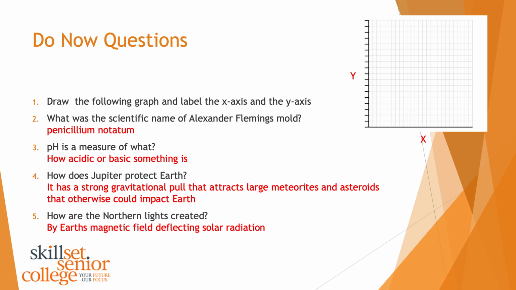And how are the Northern Lights created? They're created by Earth's magnetic field, and we can see the Northern Lights when they deflect solar radiation. And if you've seen the images before, we know that the magnetic field is strongest at the poles, so you're most likely to see the southern and northern lights in the north and south poles, or close to them.